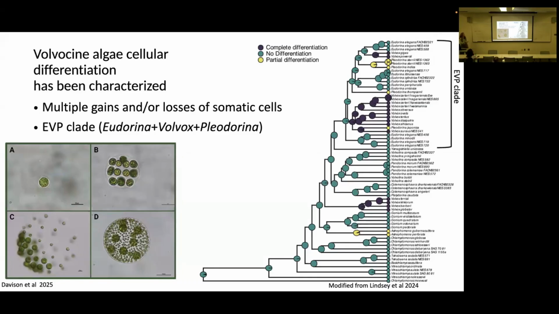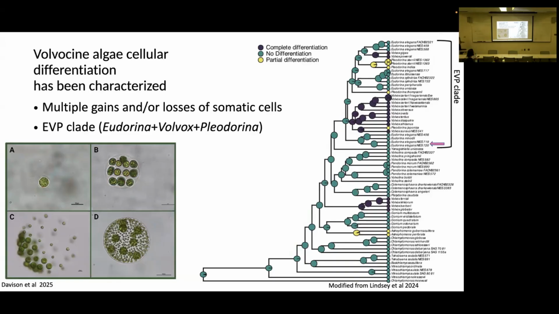This is the EVP clade, which stands for Eudorina, Pleodorina, and Volvox. So this clade, as the name suggests, consists of 3 genera, Eudorina, Pleodorina, and Volvox. But each one of these genera is polyphyletic. Eudorina evolves repeatedly in this clade. Pleodorina evolves repeatedly in this clade. Volvox evolves repeatedly. So we're seeing a repeated evolution of genus-typical morphology and this repeated evolution of somatic differentiation.